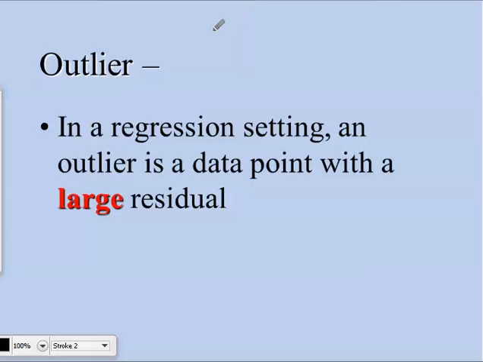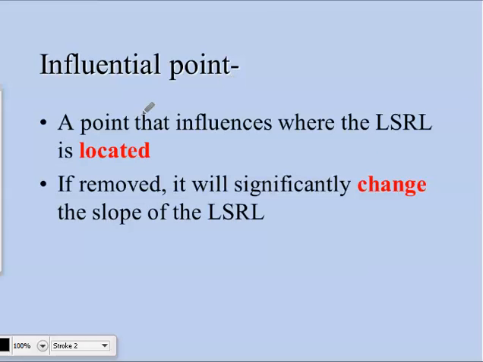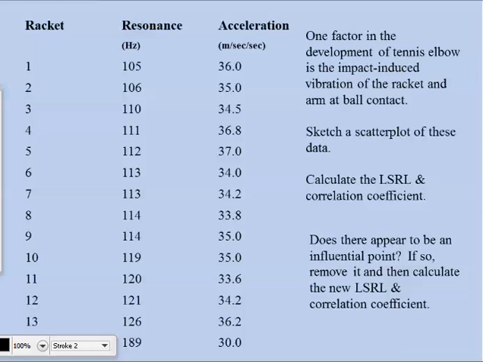So, outliers. In a regression setting, an outlier is a data point with a large residual. That's what we're talking about here. So if we're looking at an influential point, a point that influences where the least squares regression line is located, if we remove it, it will significantly change the slope of the least squares regression line.